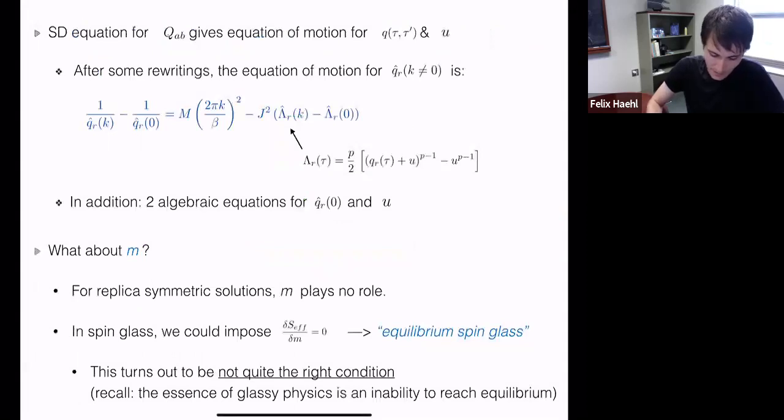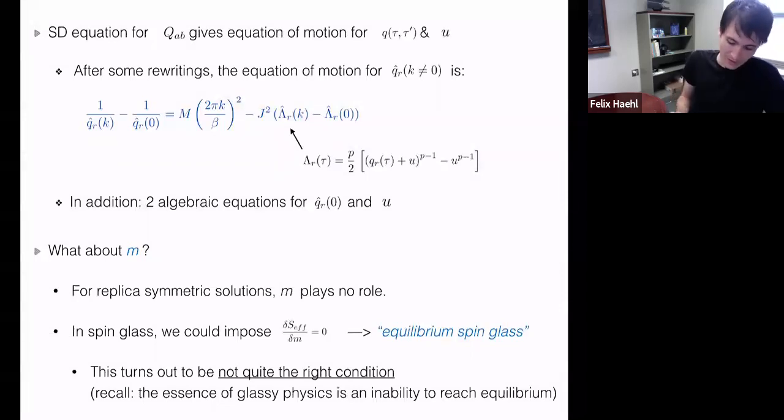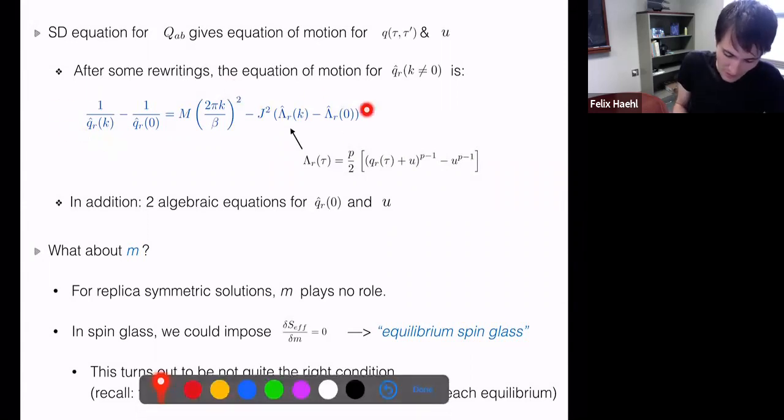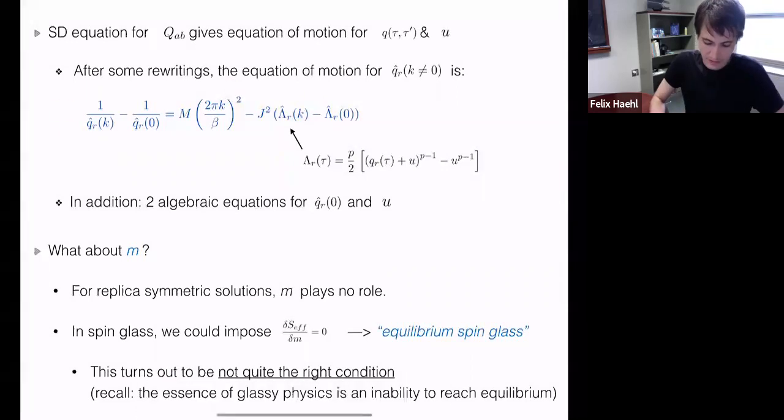Okay. Now we take this ansatz for this QAB matrix, plug it into this Schwinger-Dyson equation, and you get some equation of motion. You can rewrite that equation of motion, and in Matsubara frequency space, it looks like this eventually.